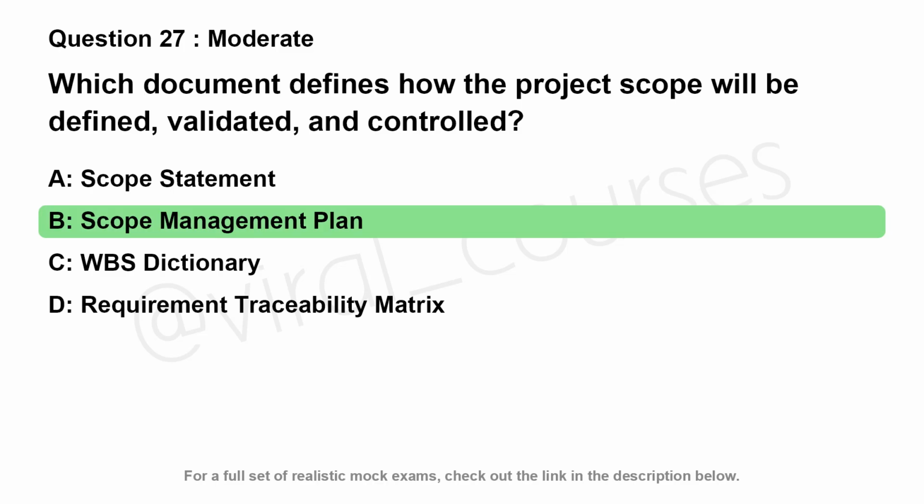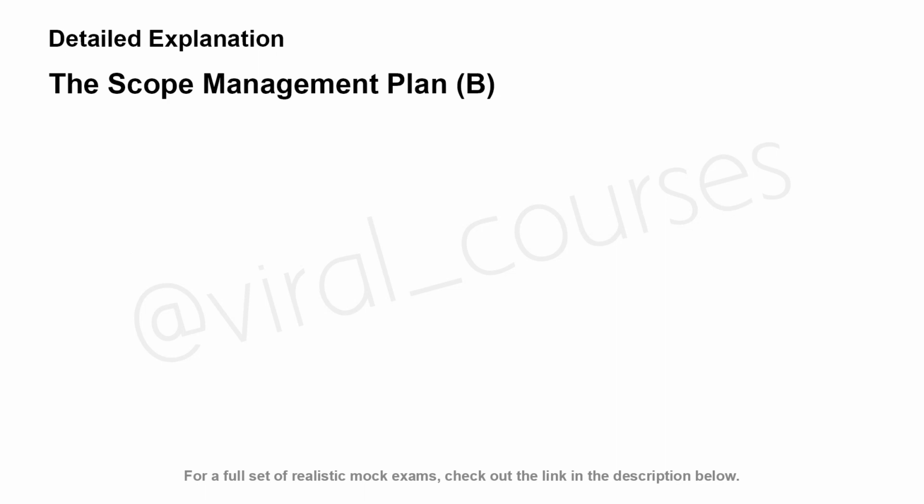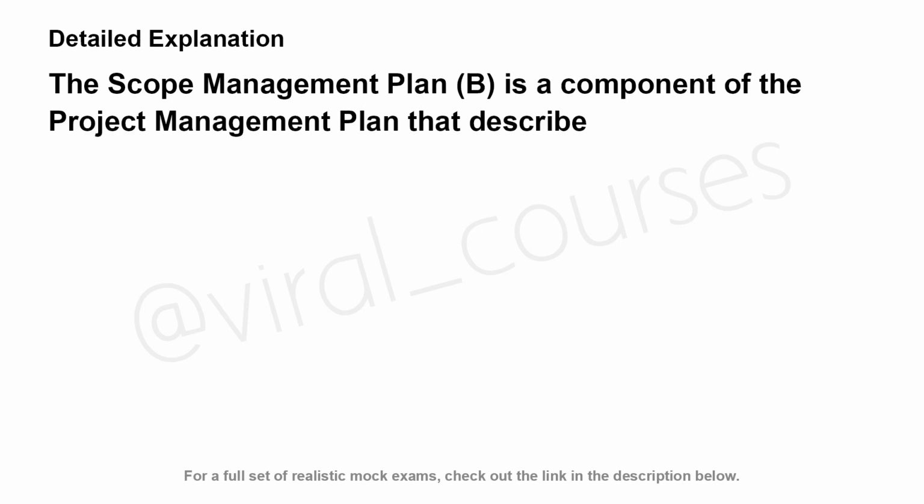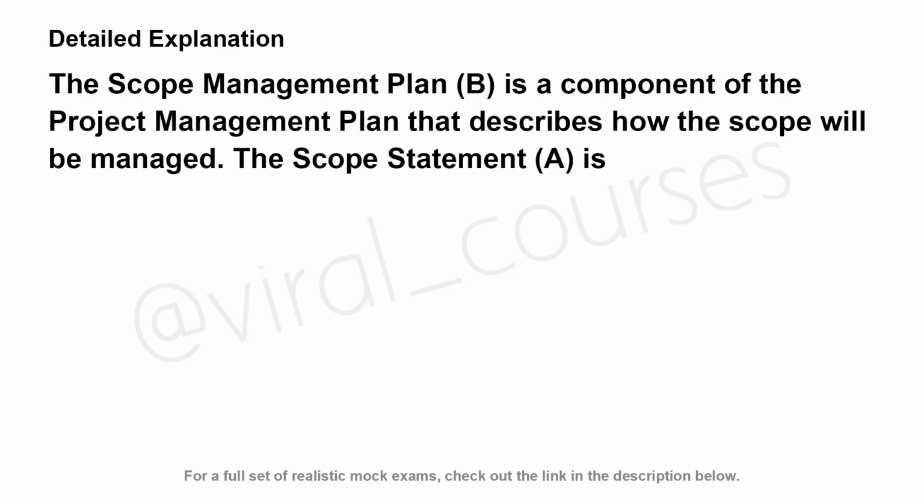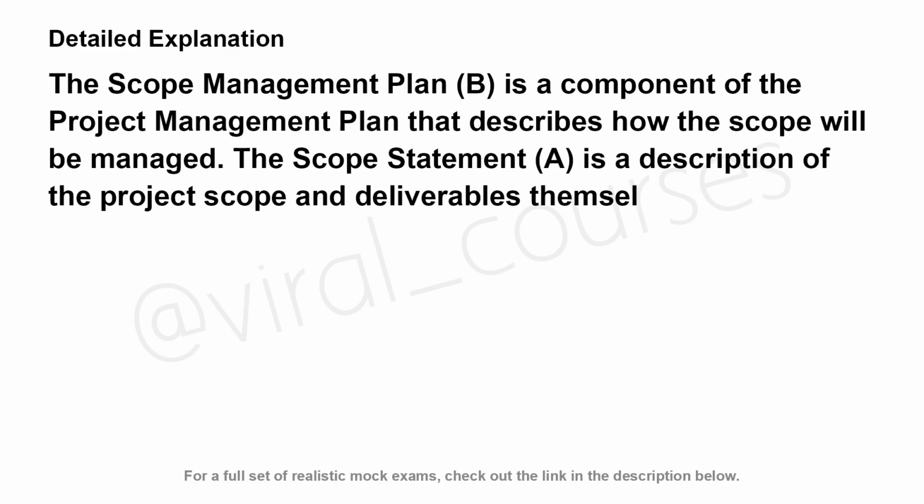The correct answer is B. The scope management plan, B, is a component of the project management plan that describes how the scope will be managed. The scope statement, A, is a description of the project scope and deliverables themselves.